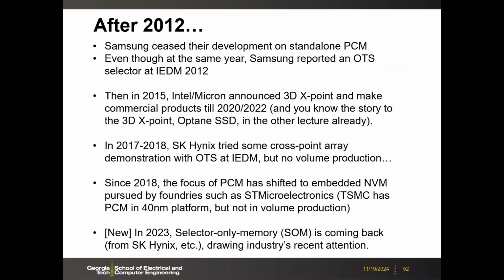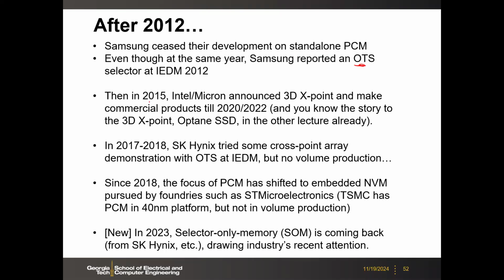Okay, so then here is the story after 2012. Samsung stopped their development on this phase change memory, even though they had this 8 gigabits. And even in the same year, at IEDM 2012, Samsung reported the OTS selector. Okay, if you recall, OTS is this ovonic threshold switch, which is the selector device, a bidirectional selector.